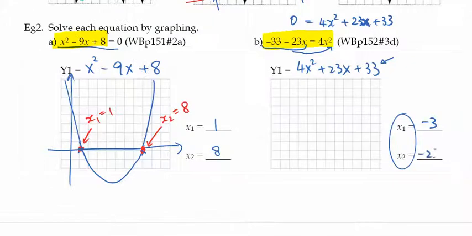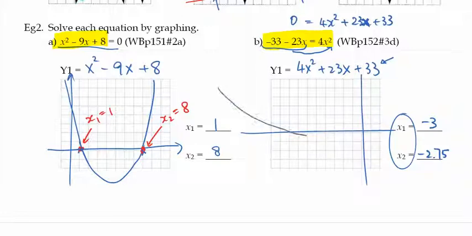So here we have -2.75. And this happens when we drew our parabola and we saw how this parabola just goes under the x-axis, giving us the zeros here and there. And we have -3 for one answer and -2.75 for the other one.